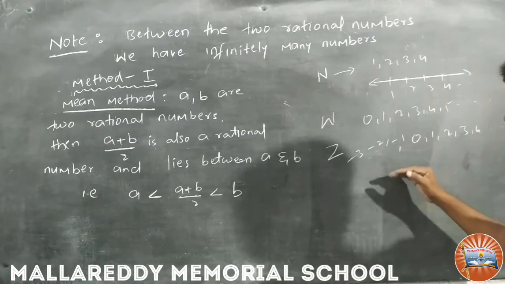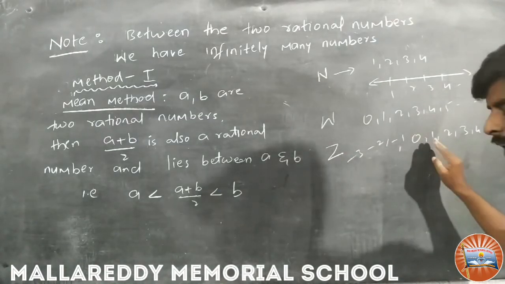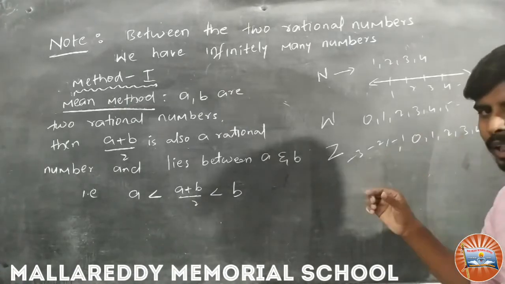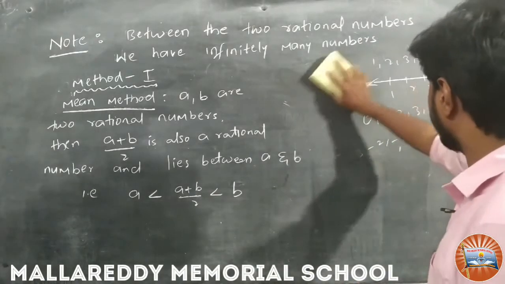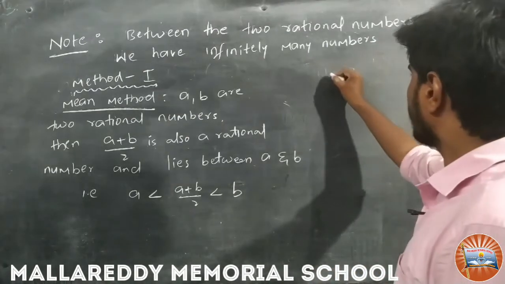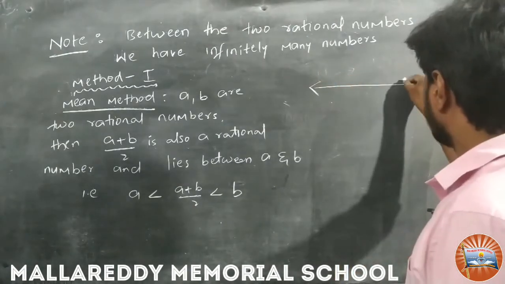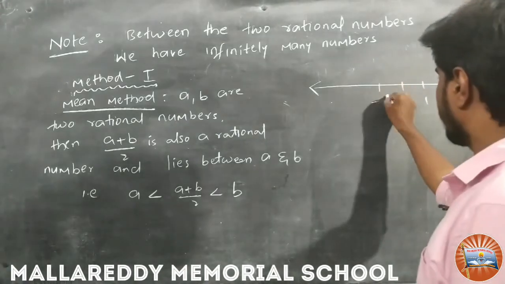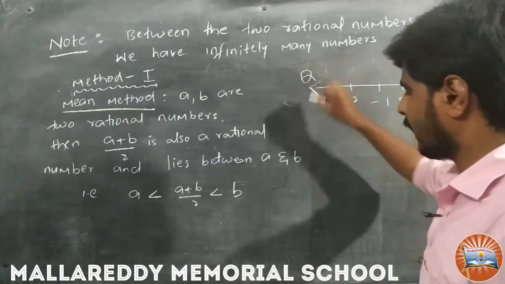So what we can say here: what is the next number after 0? 1. What is the next number after 1? 2. So there is no number between these numbers. Similarly, look at the rational numbers. For example, this is a number line of rational numbers: 0, 1, 2, 3, and so on, minus 1, minus 2. Consider it a rational number line.